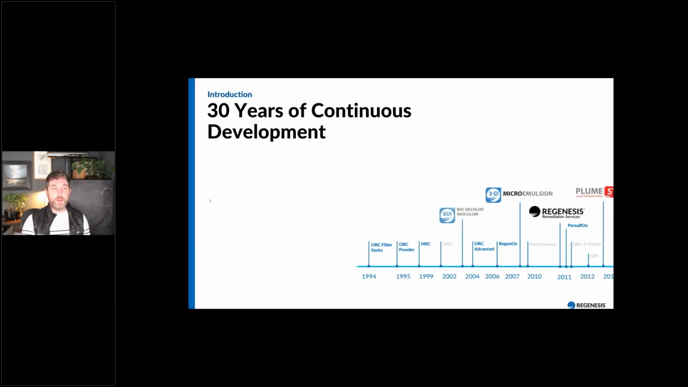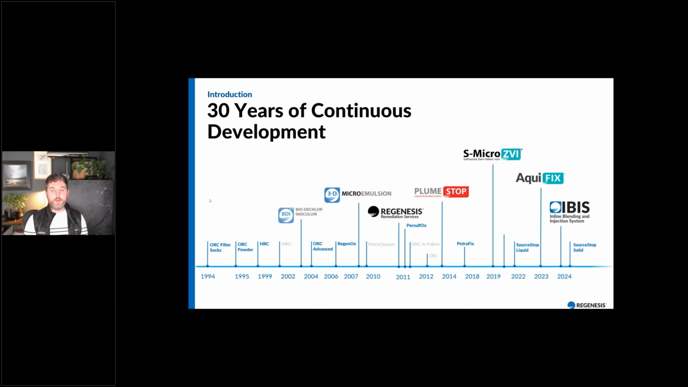REGENESIS as a company, we have been developing and implementing in situ remediation strategies for just over 30 years now, primarily utilizing the injection of substrates into the ground to remediate things like petroleum hydrocarbons or chlorinated solvents, and more recently PFAS. And in about 2011, we started offering an optional turnkey service where we come onto site and do those injection works for you.